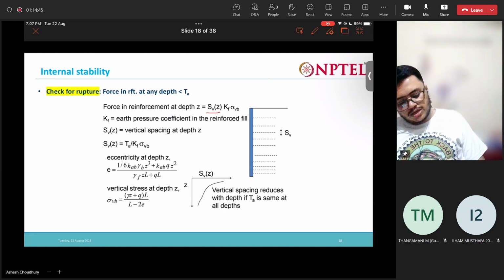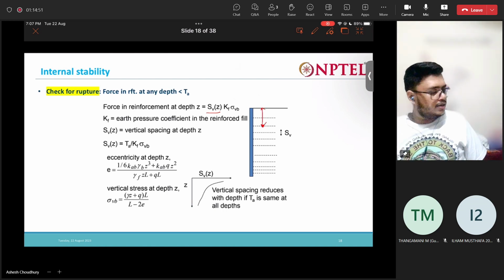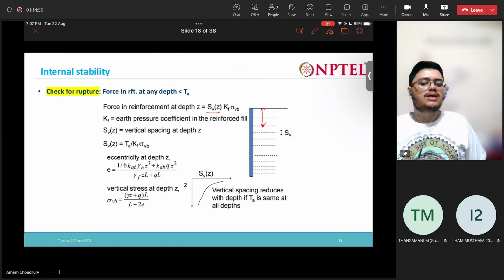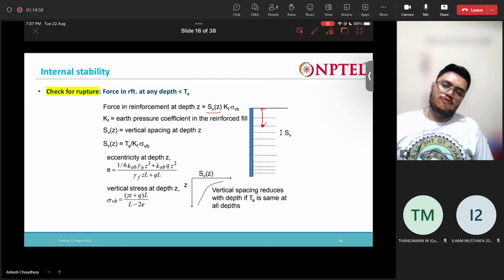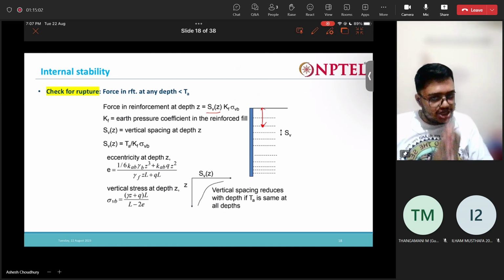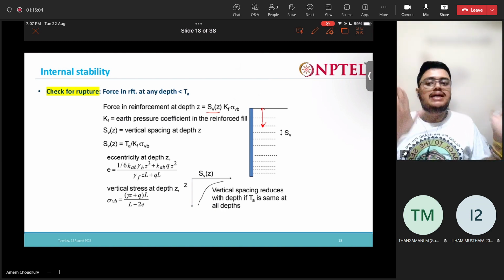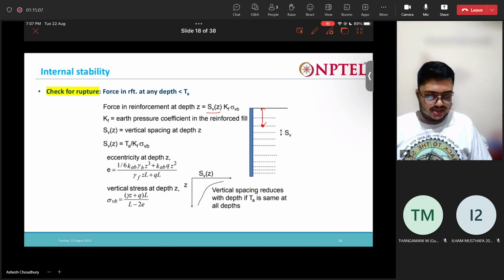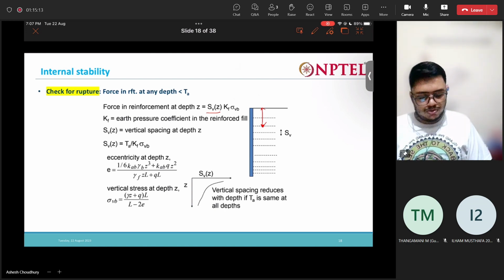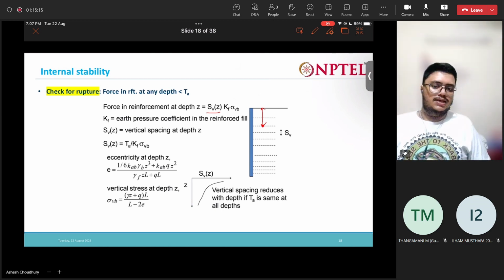So say you need to determine the force in this reinforcement, so you determine the vertical pressure that is coming into that reinforcement times the earth pressure coefficient times the spacing. That will give the force in each reinforcement. So the force in reinforcement at each depth should be less than the allowable tensile strength, right? So this force should be less than Ta.